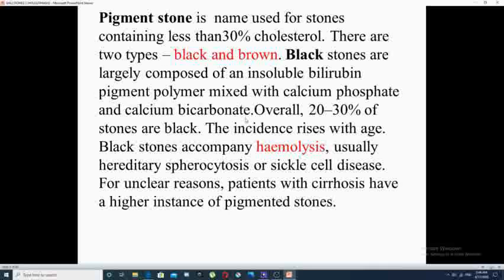About 20 to 30% of the stones are black pigment stones, and the incidence rises with aging and also in conditions with hemolysis, especially in hereditary spherocytosis, sickle cell disease, or in cases with cirrhosis.